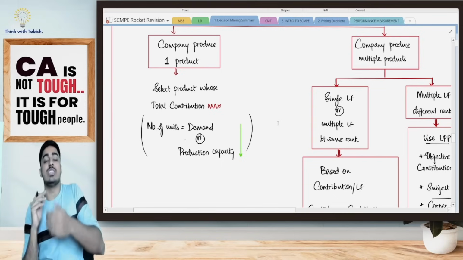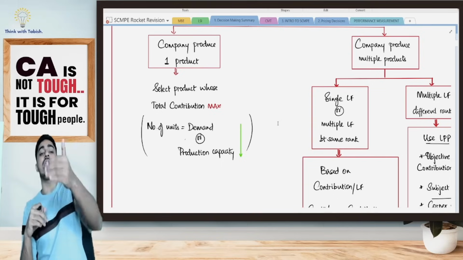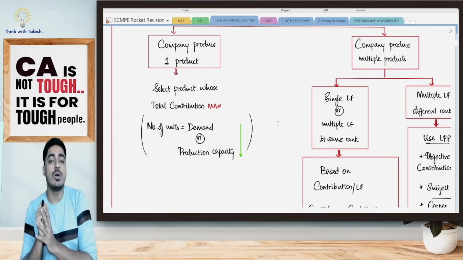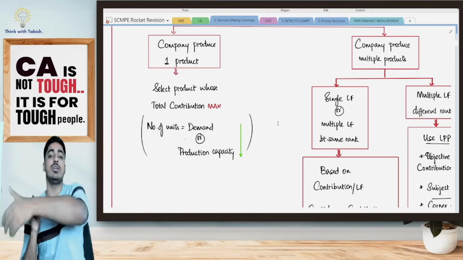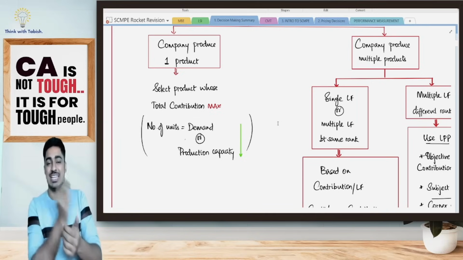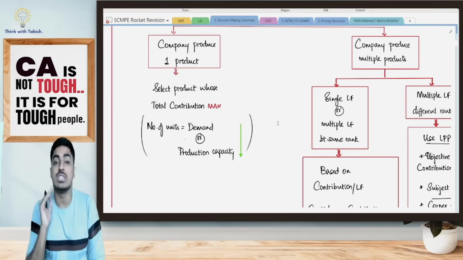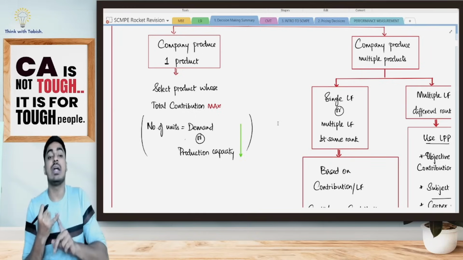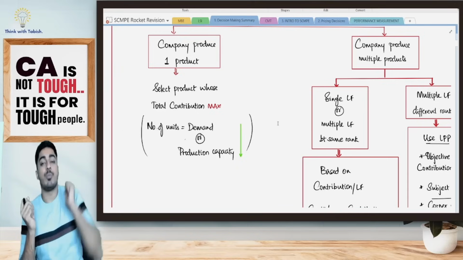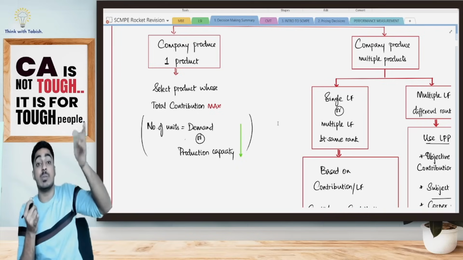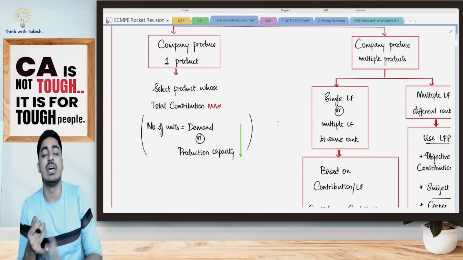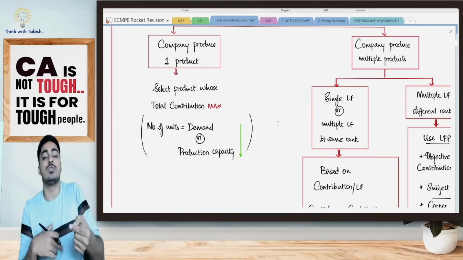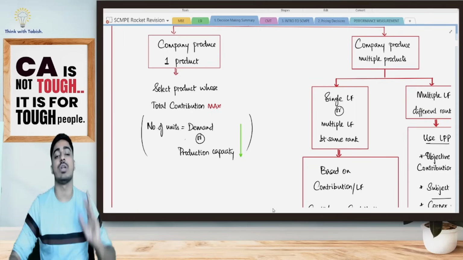Produce that product which is giving you the maximum total contribution. Now, how do I get total contribution? Contribution per unit into number of units. Contribution per unit is selling price minus variable cost. Number of units. How do I get number of units? Number of units is lower of my demand or capacity. Suppose for product A, demand is 2000, but my production capacity is only 1500. Ultimately, how much can I produce and sell? Only 1500. So, number of units produced and sold is lower of my demand and production capacity.